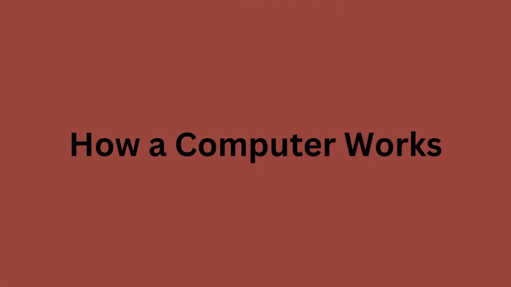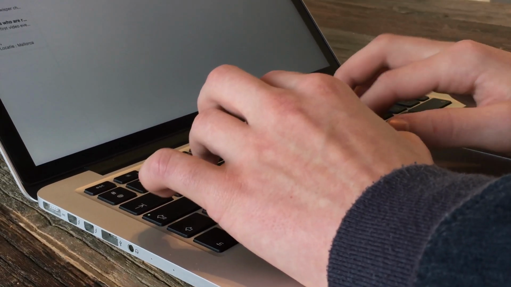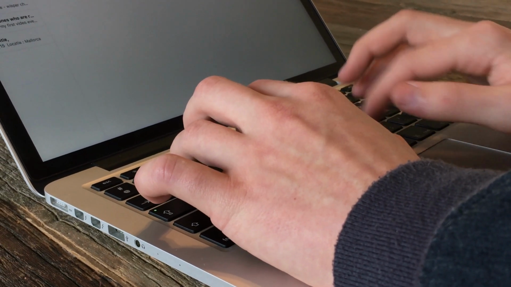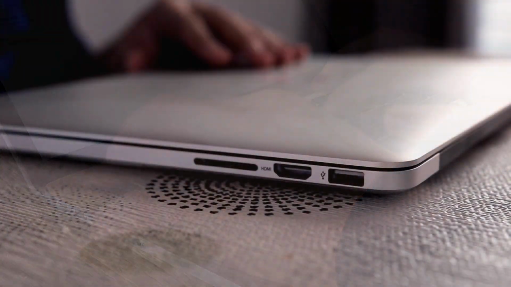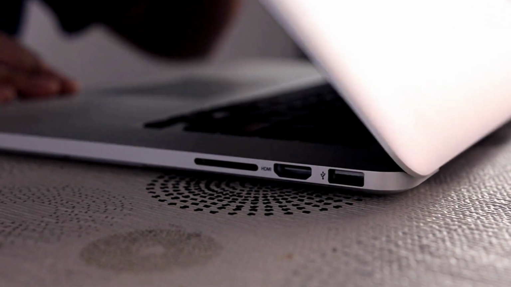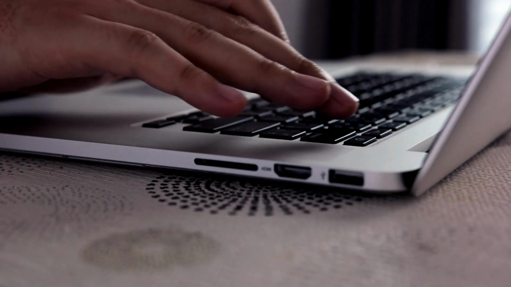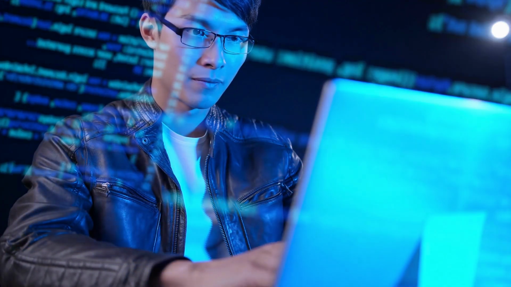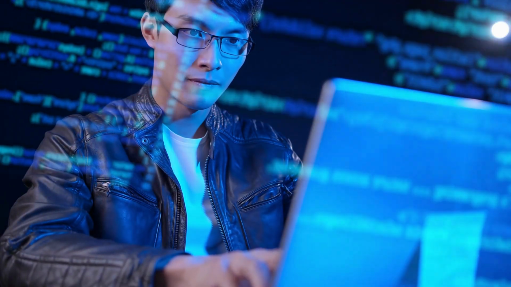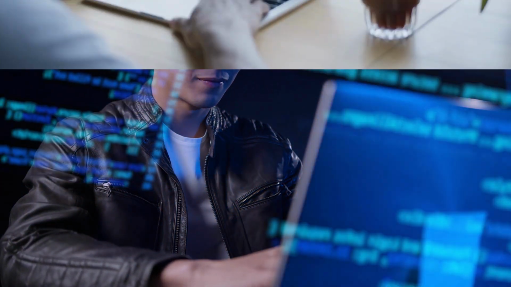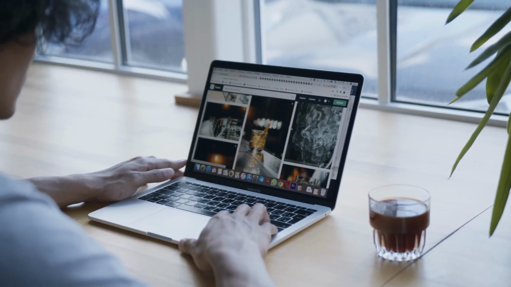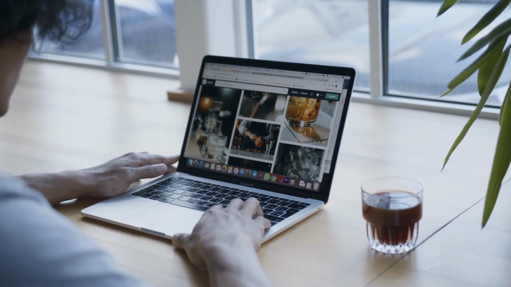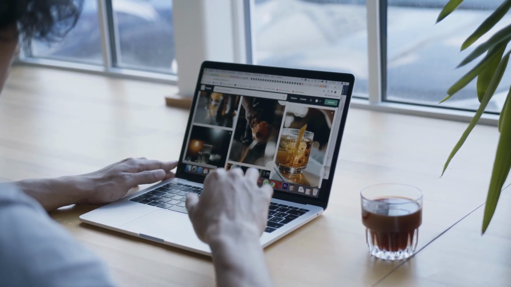How a computer works. Now that we've gone over the parts of a computer, let's talk about how they work together to make a computer function. When you turn on your computer, the CPU first performs a series of checks to ensure that all of the components are working properly. Once it determines that everything is functioning as it should, the CPU begins to execute the instructions that are stored in the computer's memory. These instructions might include starting up the operating system, launching applications, or performing tasks like playing music or browsing the web.